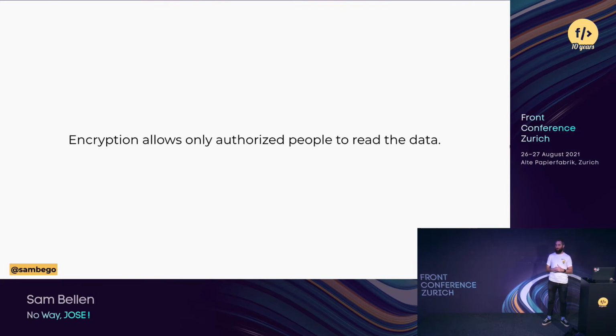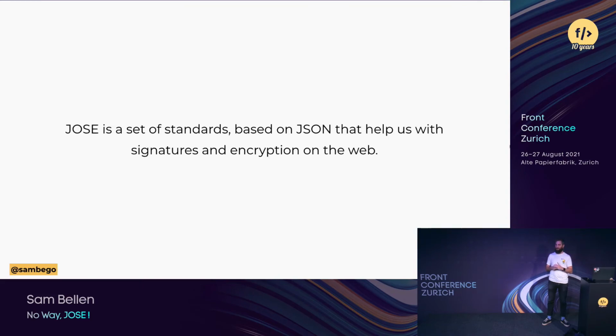And encryption allows only authorized people to read the data. Only if it's encrypted with your public key, you can decrypt it with your private key most of the time, depending on the algorithm. Lastly, JOSE is a set of standards based on JSON that helps us with signatures and encryption on the web. Because it's JSON, we know how to use JSON on the web.